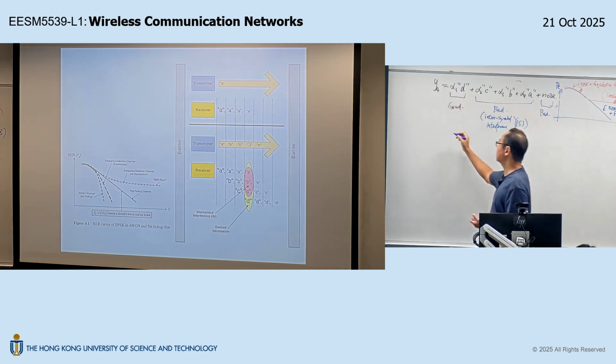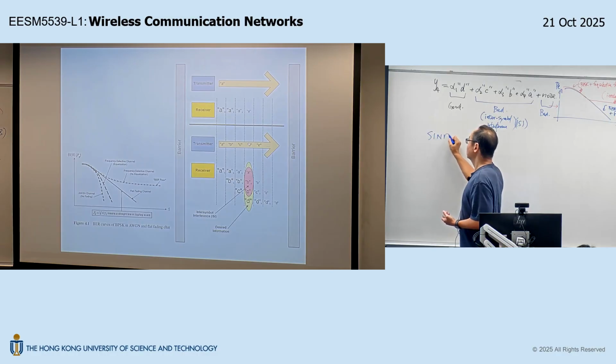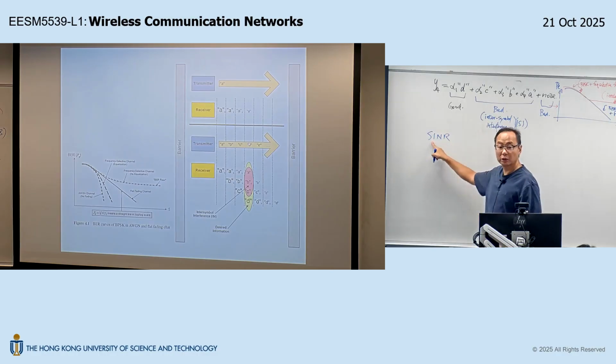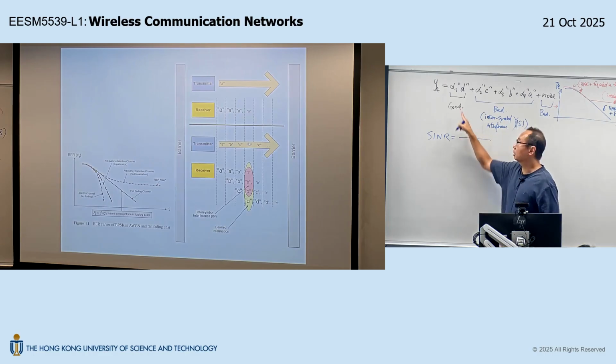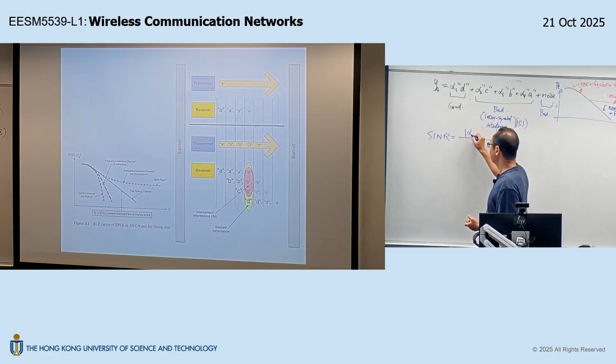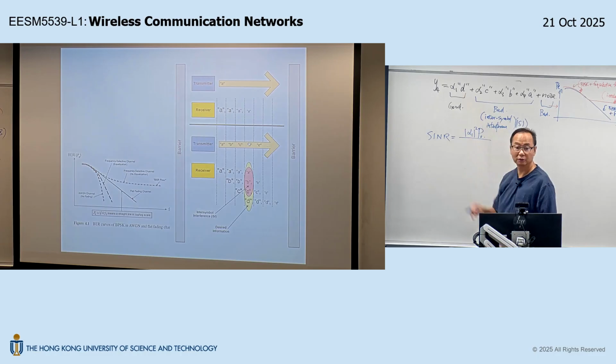And we have a term for this. This is called SINR, signal to noise plus interference ratio. This is simply, the numerator is the power of the good term. That is the power of this term, right? So the power of this term is alpha 1 squared times the transmission power for this symbol. Is that okay?